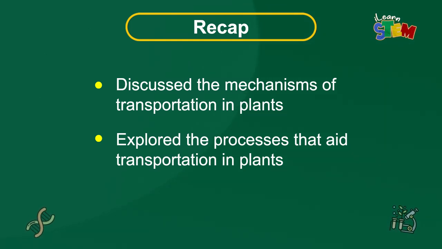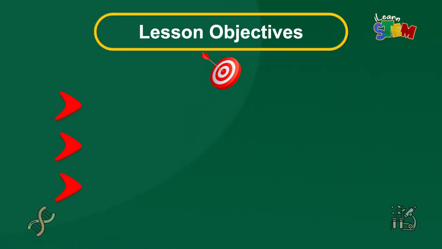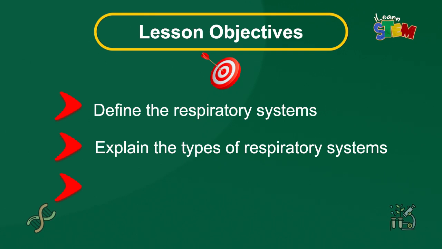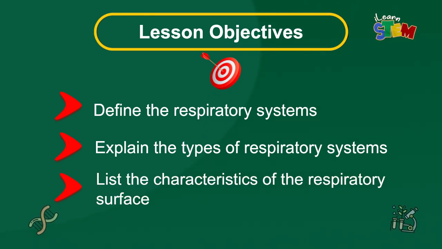Now, let's look at the lesson objectives. By the end of the lesson, you should be able to: 1. Define the respiratory systems. 2. Explain the types of respiratory systems. 3. List the characteristics of the respiratory surface.